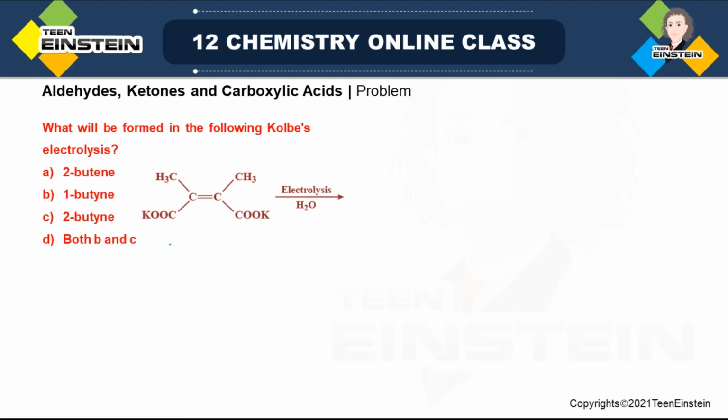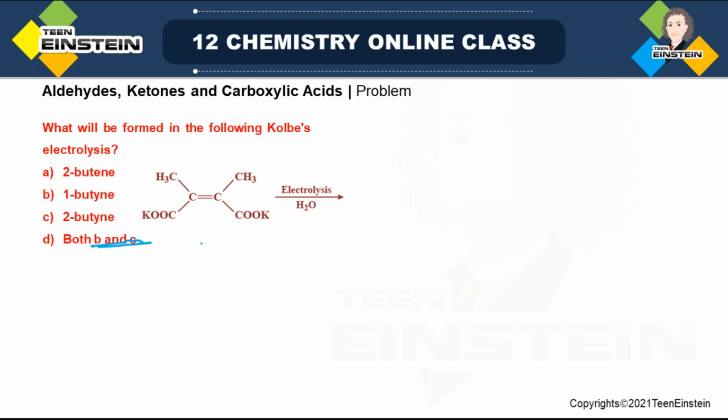So in this case, a molecule is given and it is undergoing electrolysis. Water is present. What will be the final product that we have to find? Options are 2-butene, that is double bond present, 1-butyne, sorry, not double bond but triple bond. Then option C is also triple bond, and option D is saying that it is both B and C.